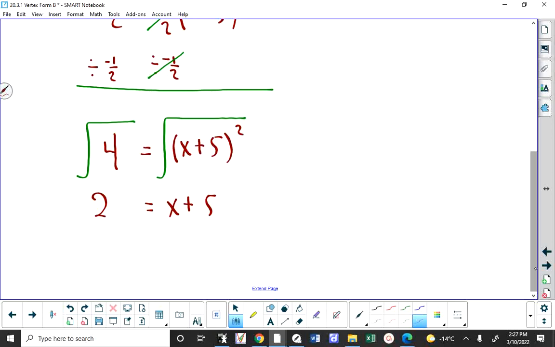Unlike some mistakes I made, this one was intentional. I meant to make this mistake. What is the mistake that I've made here? Thomas? You mean put brackets around the x plus 5? That doesn't matter, actually, in this case.